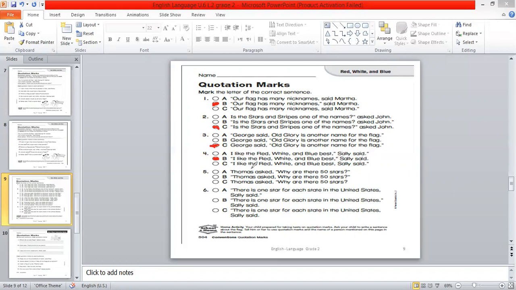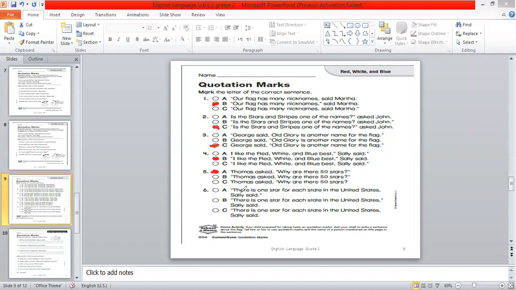Number five, Thomas asked, why are there 50 stars? Which one here is the correct one? I told you when we find the word asked or said, you have to put the quotation mark before or after. Now, Thomas asked, why are there 50 stars? Yes, notice the quotation marks at the beginning of the question and at the end. Yes, of course, this is the correct one.